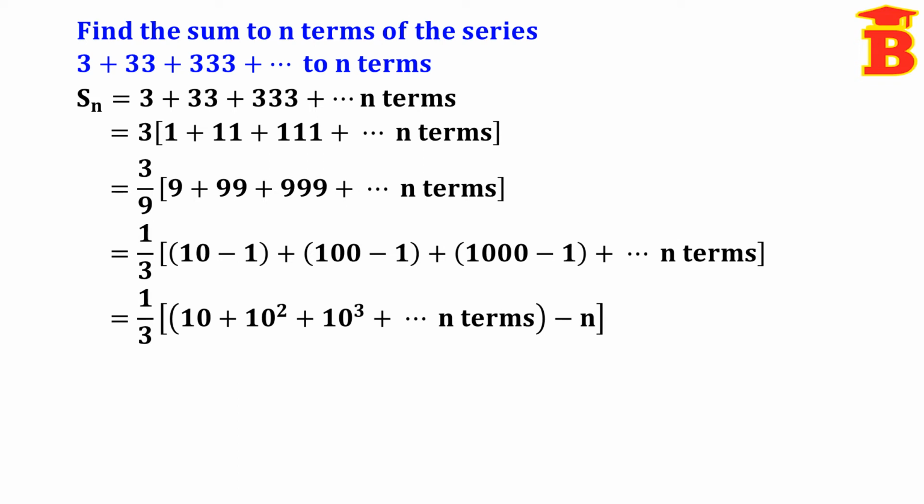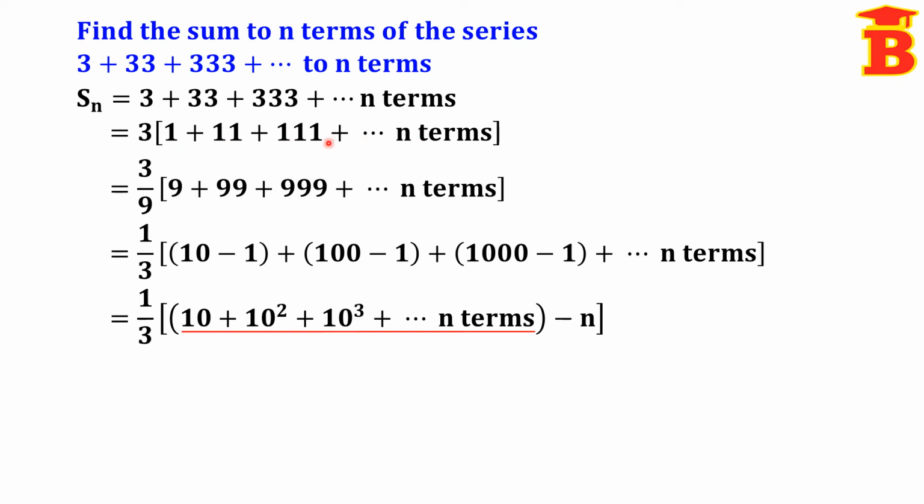Here there are n terms, so we write minus n. Now we can observe that this bracket is in GP, and so we can use the formula. Note that in the given question, immediately we can't use the formula because this is not in GP. So remember the steps, just take 3 common outside, we get 1 plus 11 plus 111 plus etc.